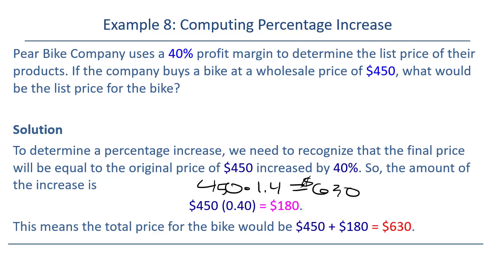Because a percent increase is just 100 plus that percent, right? 100 plus 40 makes it 140%. So again, that's just a shortcut if you feel comfortable with it. If not, you can always just multiply by whatever the percent increase or decrease is. And if it's an increase, you're obviously adding. And if it's a decrease, you're obviously subtracting.